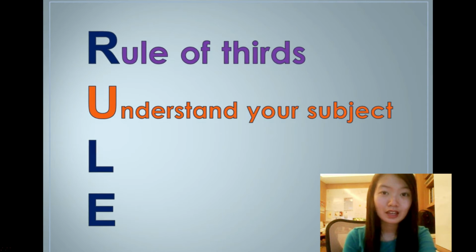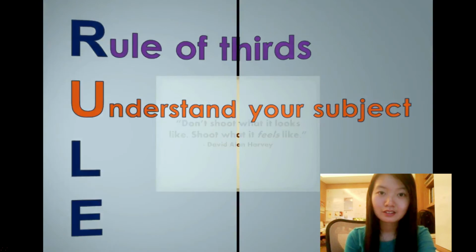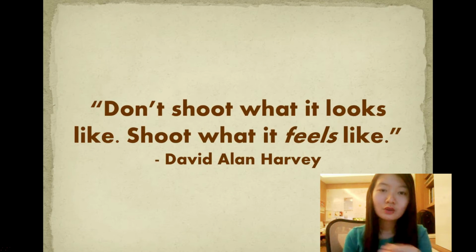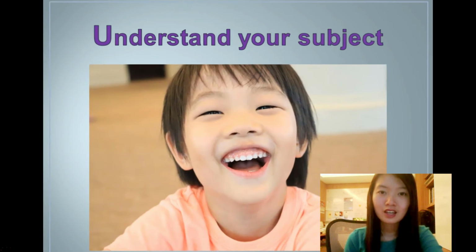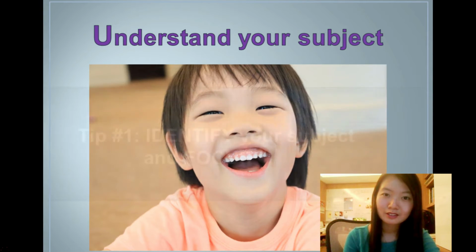Next, U stands for understand your subject. Don't shoot what it looks like. Shoot what it feels like. David Allen Harvey. To truly capture emotion in fleeting moments, we need to understand our subject.